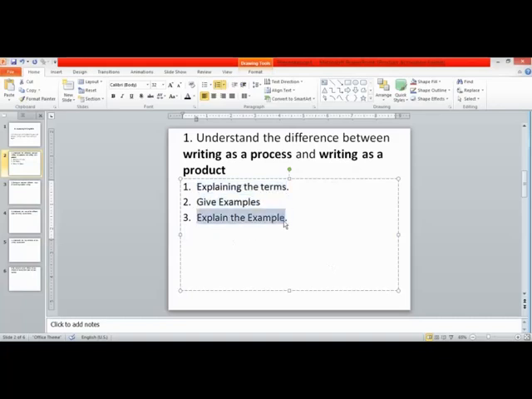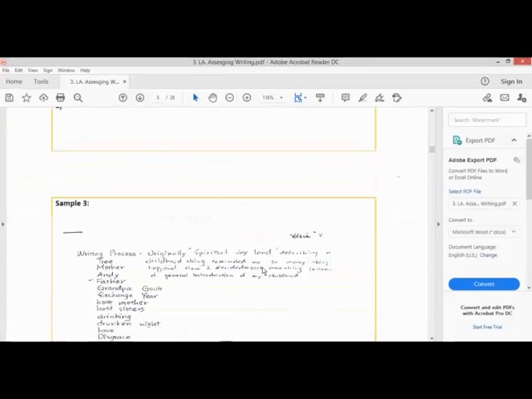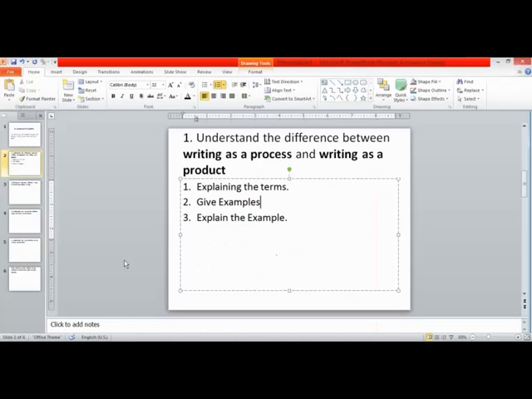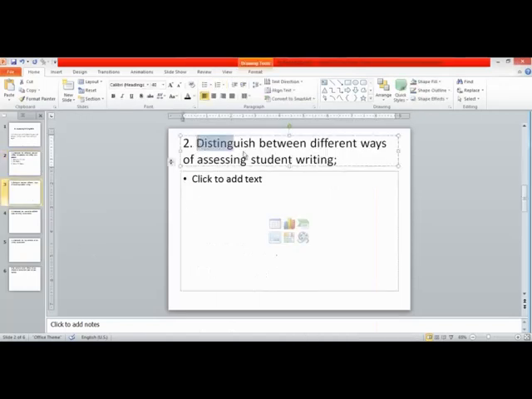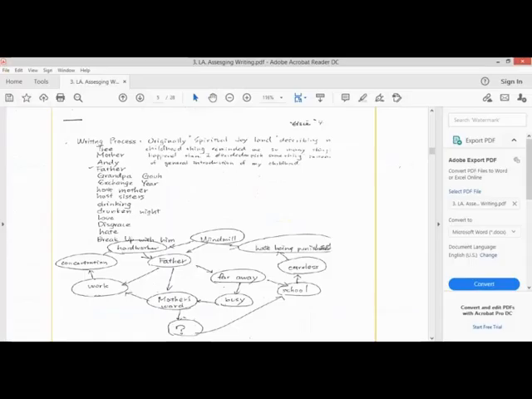Explain the example. This is not an easy job for you because this is a high-level task, just like what I have done before in assessing reading and in the introduction, or the ABC of learning. This is the third, and the detail is in here. It also belongs to the second: distinguish between different ways of assessing students' writing. The answer is in this book.